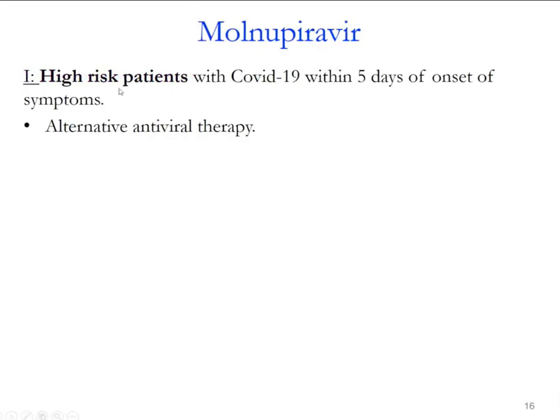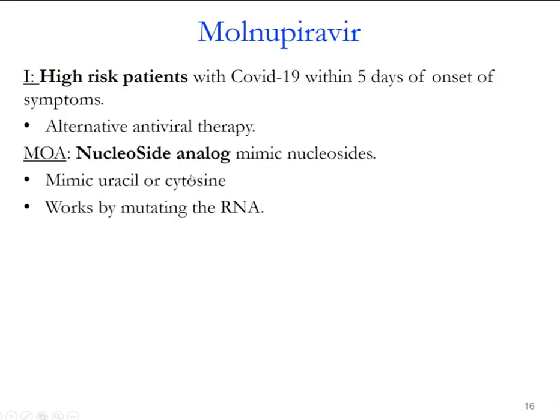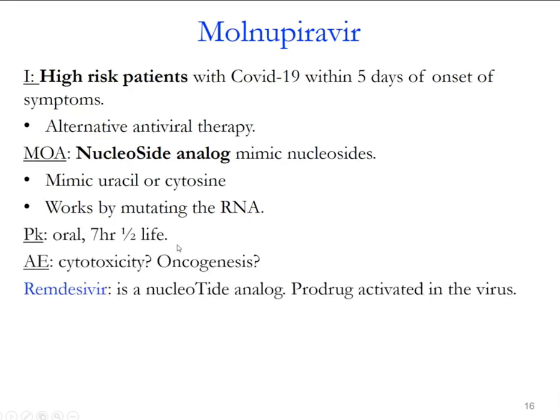Okay. The next drug is molnupiravir. For high-risk patients. Earlier we said moderate and early onset, but this one is for high-risk patients with COVID-19 within 5 days. Alternate antiviral therapy. It is a nucleoside analog. It's mainly cytosine, but it can mimic uracil also. It takes over the RNA of the virus and tricks the virus, so the virus will produce a lot of bad RNA and die because of the mutation. Very easy. People report that it's new, but we don't have to study adverse effects.